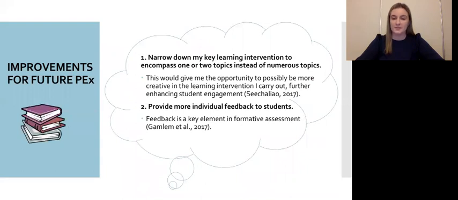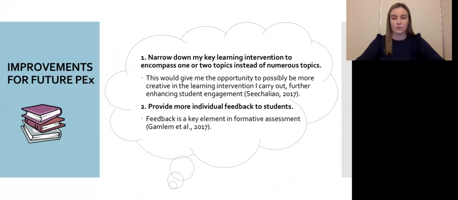In future placements, I will narrow down my key learning intervention to encompass 1 or 2 topics instead of numerous topics. For example, instead of assessing students on their knowledge of all shapes, maybe just focusing on 1 or 2 shapes. I believe this would make my learning experience more meaningful and effective.